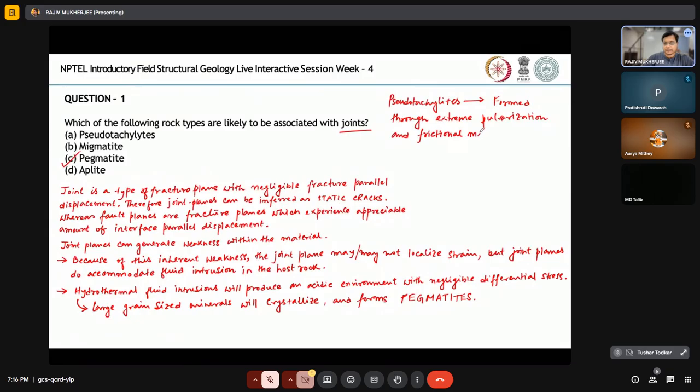And frictional melting. If pulverization is happening and frictional melting means you generate so much friction that it will eventually heat up the material and partial melting will take place, this is associated with high displacement rate and high strain rate events. Joint is a static feature, and pseudotachylite emerges from a very dynamic feature. Therefore, pseudotachylites are by default associated with faults.